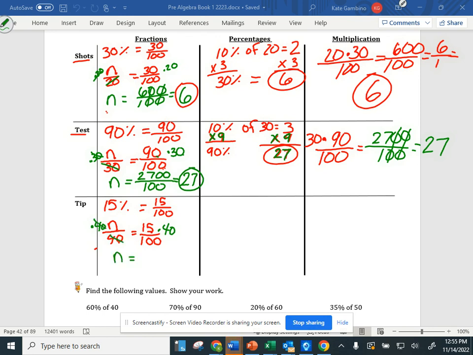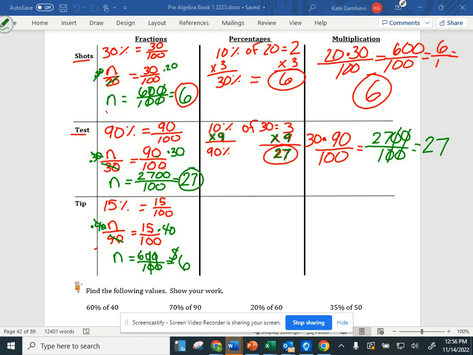15 times 40 is 600 out of 100. So zeros cancel out and it equals $6. 15% of $40 is $6.